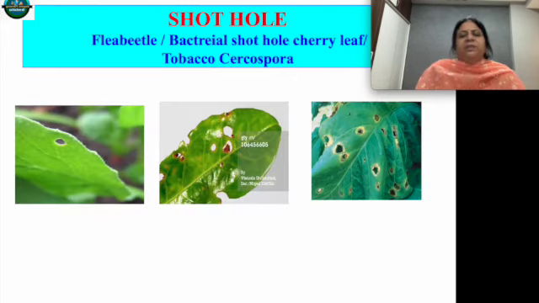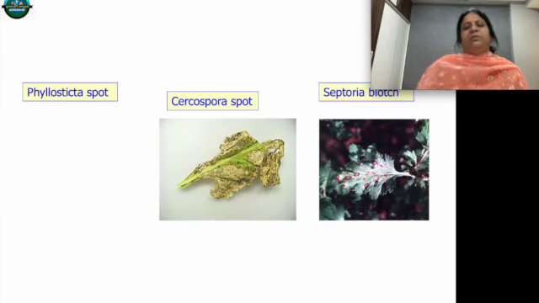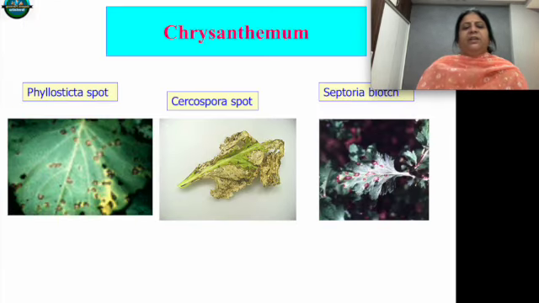Shot holes, if you see, shot holes may be caused by flea beetles, bacterial shot holes, or fungus like Cercospora also causes shot holes. But there is a difference in the shot holes itself, whether it is caused by flea beetle or bacterial shot hole or fungal shot hole. Phyllosticta, Cercospora, and Septoria.